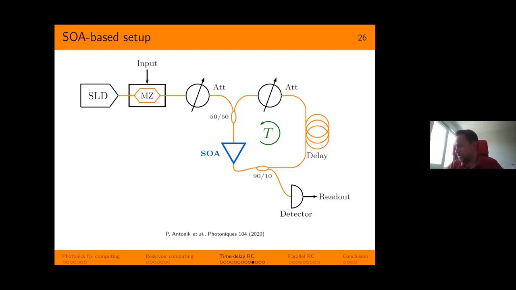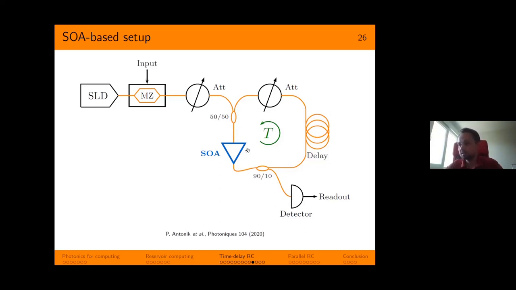Some of the components are already familiar to you. We have the LED here as our source, the Mach Zehnder modulator, but pay attention. Here it's not inside the loop, it's outside, so it's no longer the nonlinear element. It's only used to modulate the input signal. We also have two optical attenuators, one inside the loop and one outside to tune the strength of the input signal. We have the same splitter here for the readout. We have the same delay line of 8 microseconds.